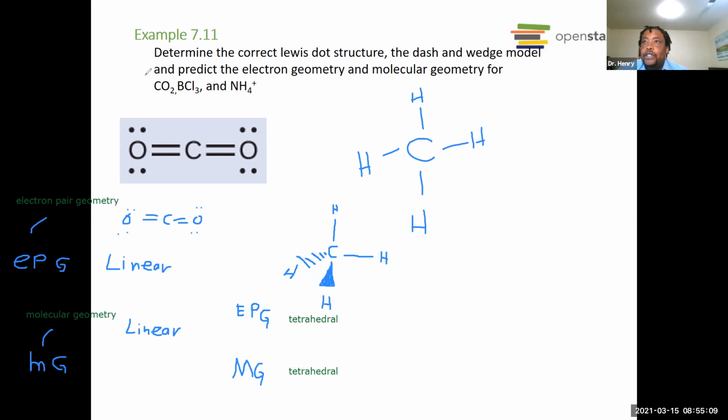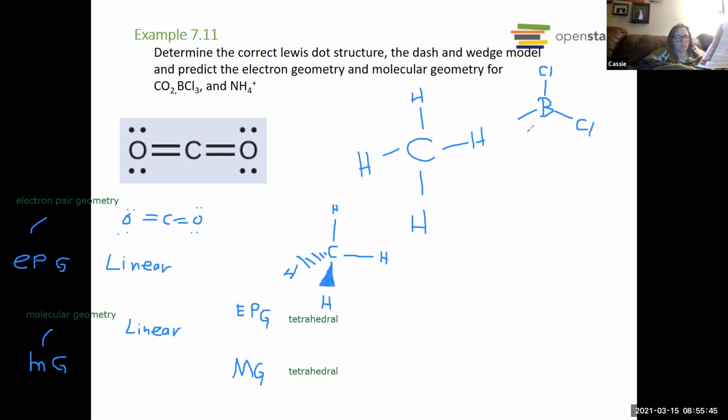Okay. So what is BCl3 going to look like? Let's draw the Lewis structure for BCl3. So B is in the center. Okay. 3. There's 3. 2, 4, 6.